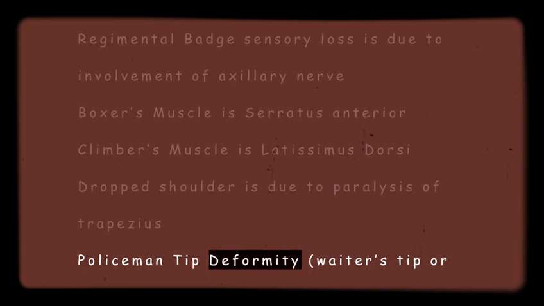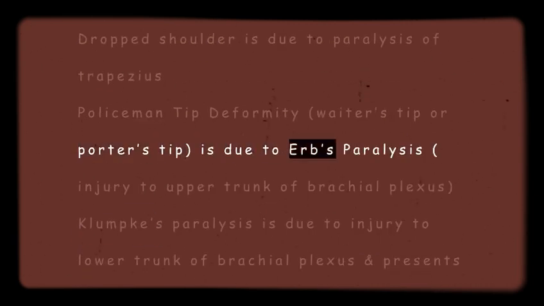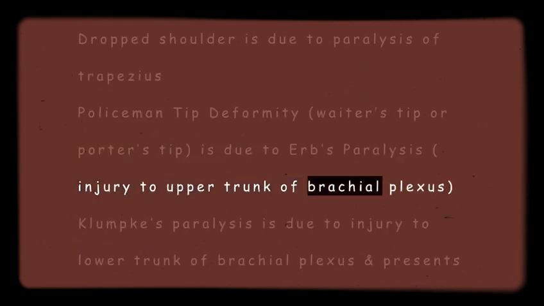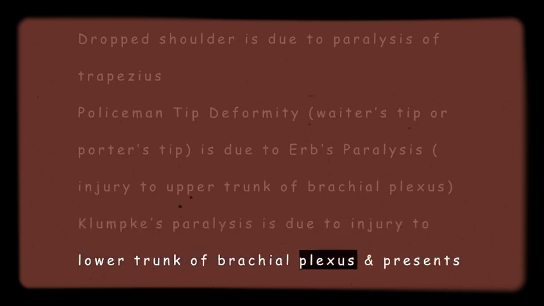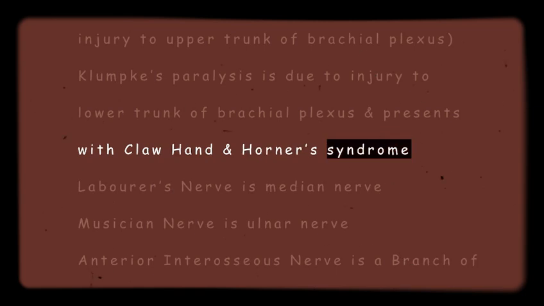Policeman tip deformity, waiter's tip or porter's tip, is due to Erb's paralysis, injury to the upper trunk of the brachial plexus. Klumpke's paralysis is due to injury to the lower trunk of the brachial plexus and presents with claw hand and Horner's syndrome.